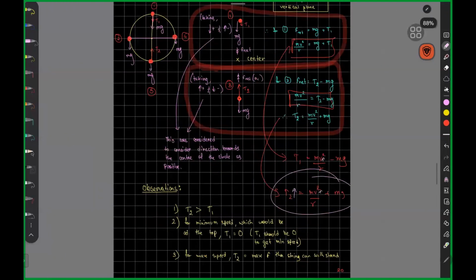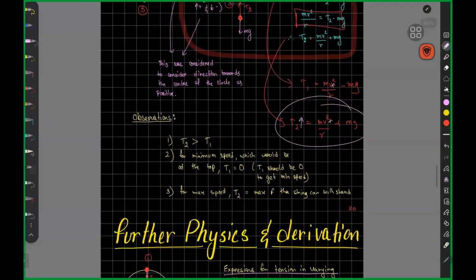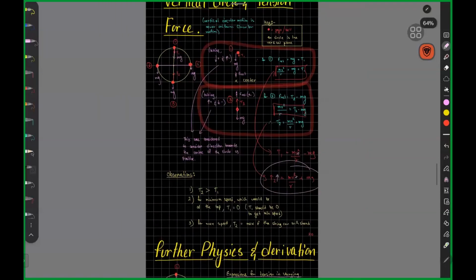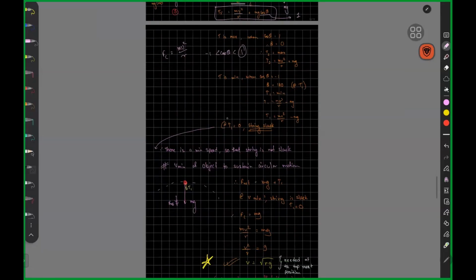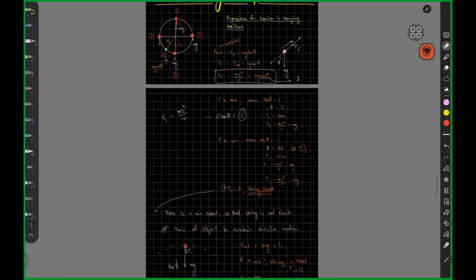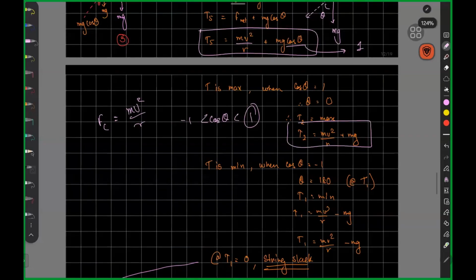Isn't that the exact same thing that I taught you guys over here? Right over here, I told you guys that at the lowest position, tension is supposed to be max. Why? There you go, the derivation. So this is how, by analyzing the theta, you can prove to anyone that yes, at the lowest position, tension is supposed to be max.